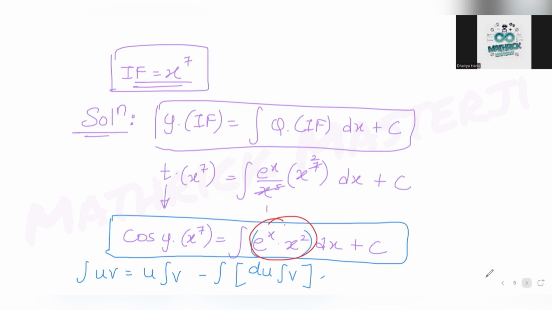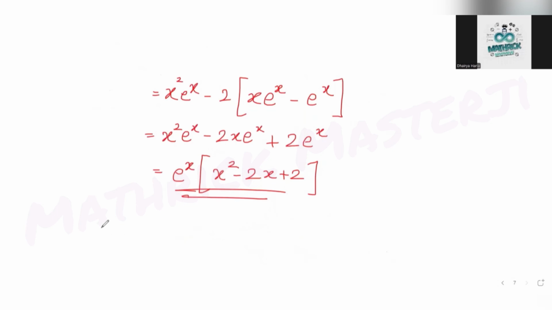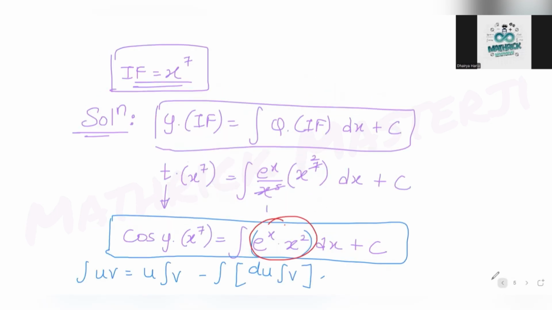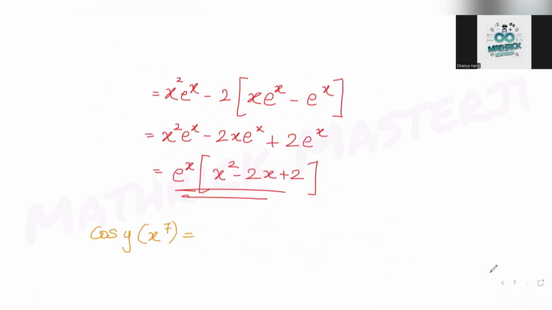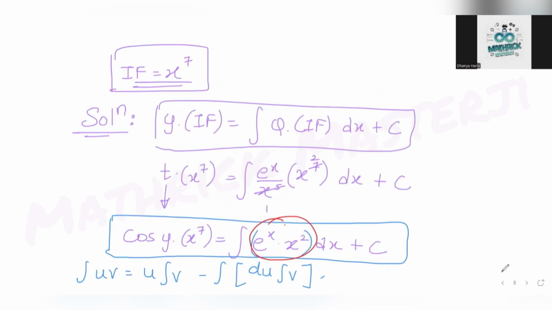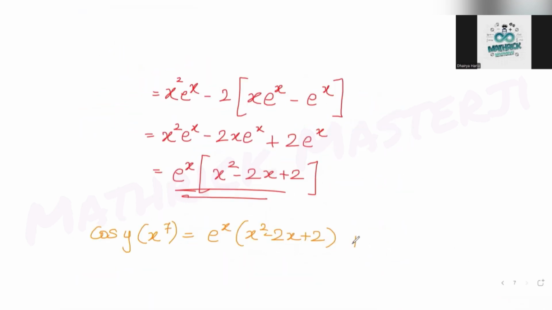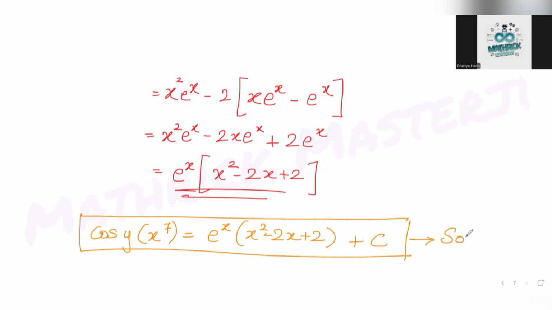So my solution of the differential equation becomes cos y x raised to 7. So cos y x raised to 7 is equal to the integral of this whole thing, which becomes e raised to x, x square minus 2x plus 2, plus c. So I get this whole thing as a solution of my differential equation.